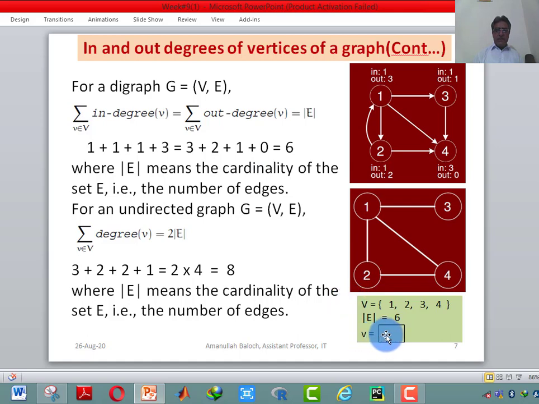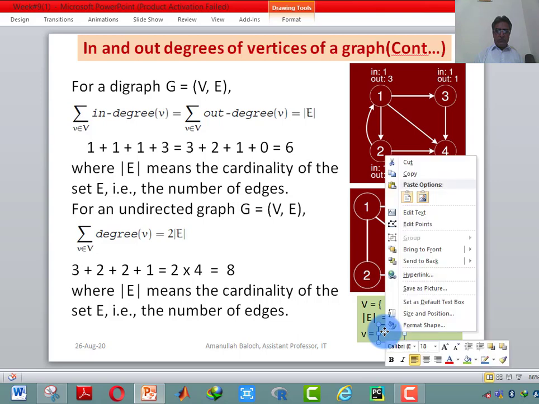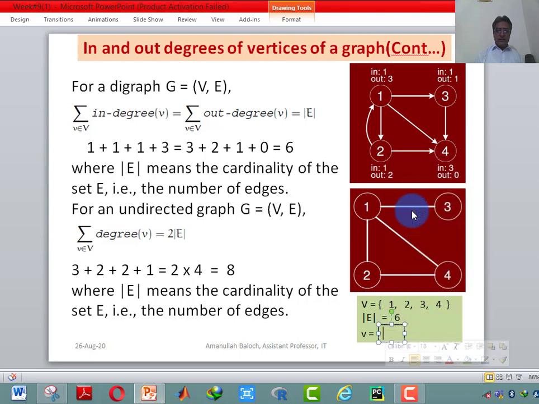Here v is a variable which takes a single value. Let's suppose I check 1. Does 1 belong to this capital V set? Yes, 1 belongs to this set. Here we are saying v belongs to capital V, where the value of v is 1, and 1 belongs to the set.